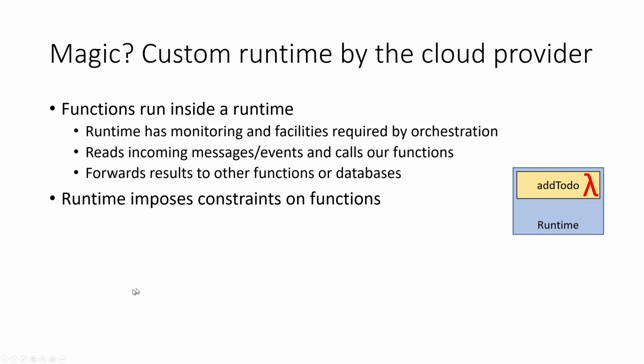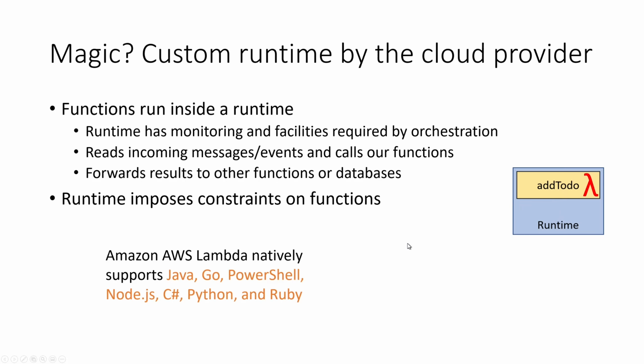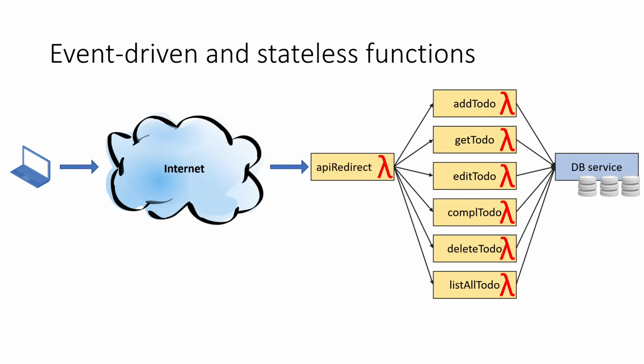Now this runtime imposes constraints on the functions because we can't run any function inside the runtime. In Amazon's AWS Lambda, for example, we have native runtimes for Java, Go, PowerShell, Node.js, C#, Python, and Ruby. And if you want to use a different language, then you have to interact more closely with the runtime, so it's not as straightforward. The runtime imposes some constraints on how we can implement our functions and what they can do. Another important aspect of serverless computing is that the functions we write are event-driven and stateless.